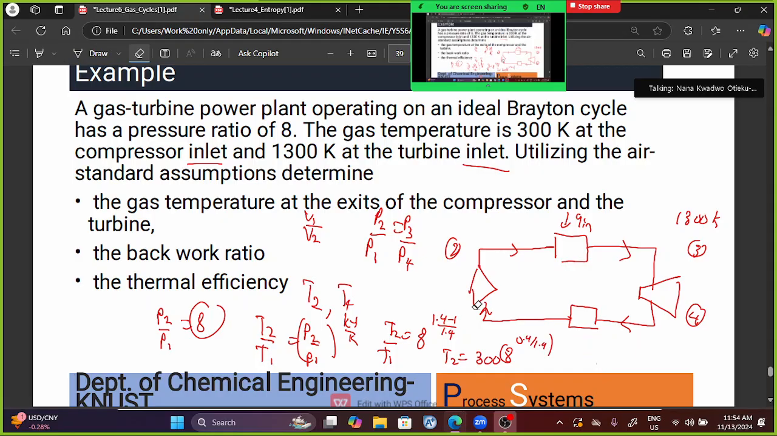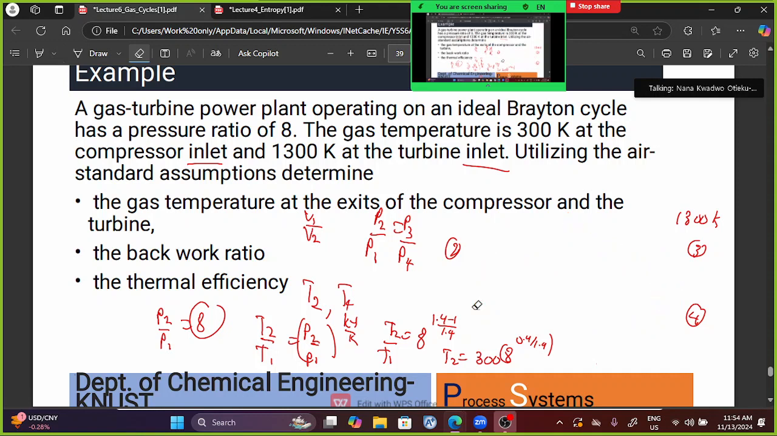543.43. So you can confirm the answers later. So I had 543.43. Can punch it in the calculator and confirm. So this should be 543.43 Kelvin for T2. And then between T3 and T4, it's also going to be isentropic.